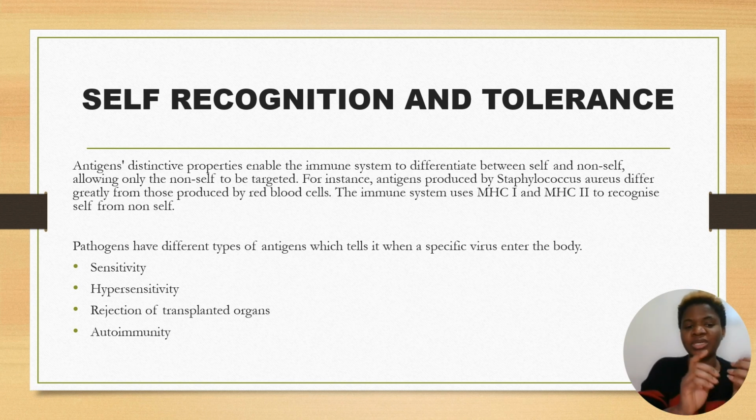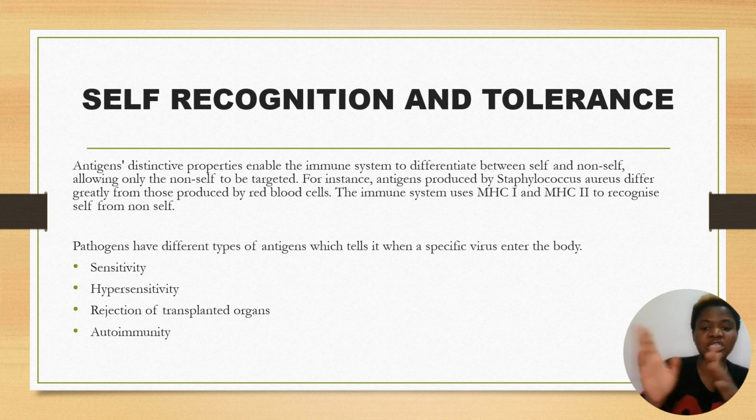When the immune system is good, it targets non-self. For instance, antigens produced by Staphylococcus aureus differ from the ones produced by your red blood cells. The immune system also uses MHC1 or MHC2 to recognize self from non-self. So if it is self, it's cool, it does not do anything. But if it is non-self, it goes into fragments and attaches itself to the front of the cells, telling the immune system that listen, something is not going right here. And this is how the immune system is able to recognize self from non-self.